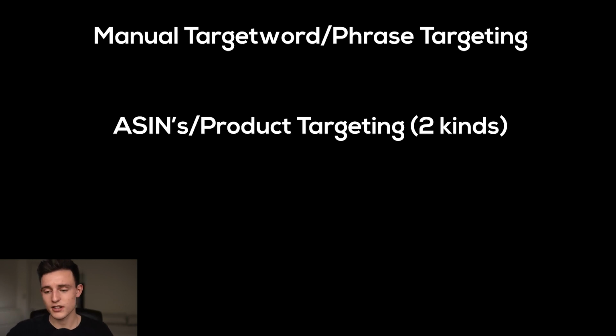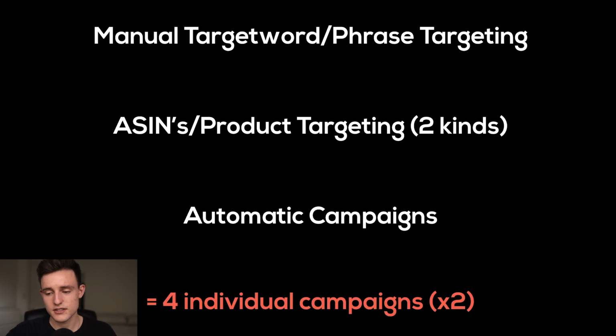We have ASIN product targeting campaigns. There are 2 different kinds. And then we also have automatic campaigns. So there are 3 there, but like I said, there are 2 kinds of ASIN product targeting campaigns, so there are 4 total. And then we multiply that by 2 because we have the ebook and the paperback book versions. So in total, we have 8 different types of campaigns running for our book.